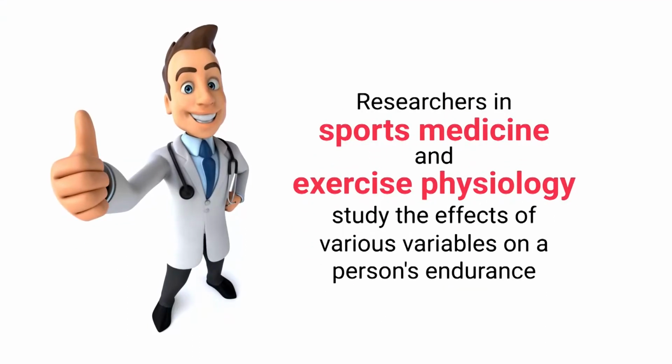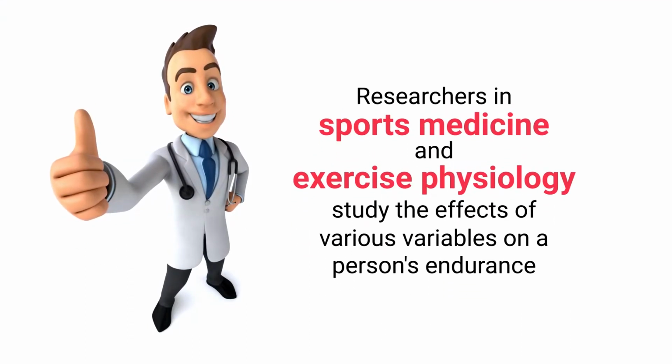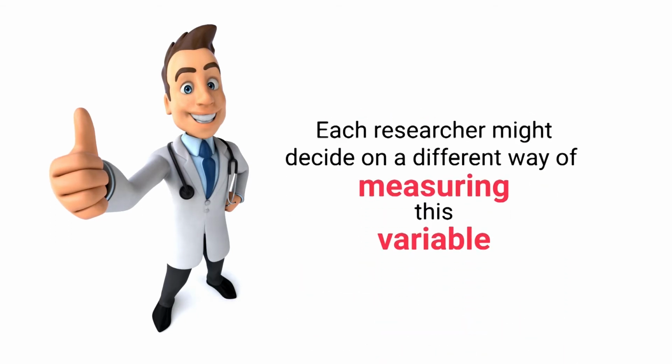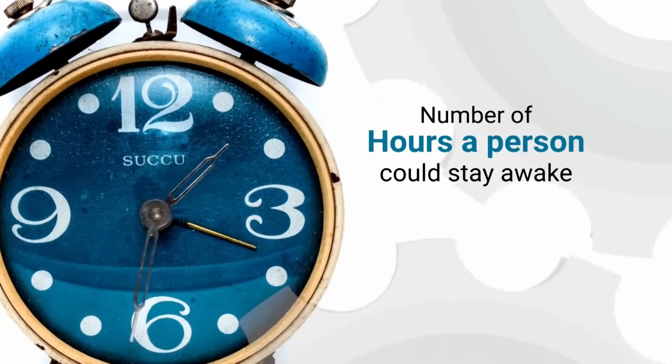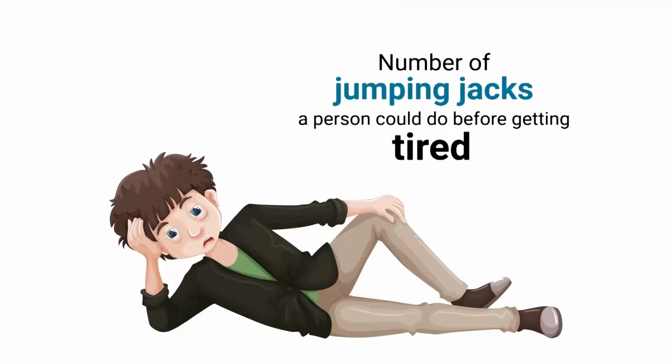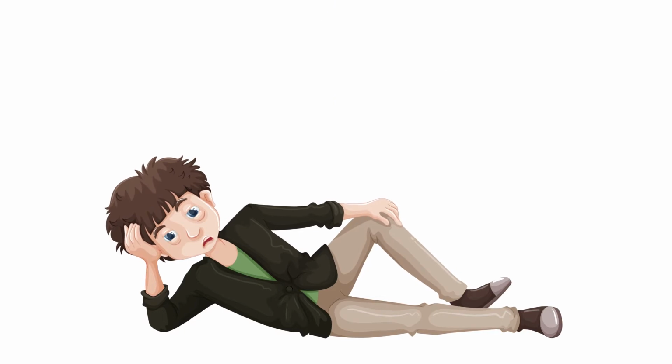To gain a better understanding of what an operational definition is, let us consider the following example. Researchers in sports medicine and exercise physiology study the effects of various variables on a person's endurance. Each researcher might decide on a different way of measuring this variable. For example, if an experiment was conducted to test the effects of vitamin E on endurance, the dependent variable being the person's endurance might be operationally defined in ways such as the distance a person could run without stopping, the number of hours a person could stay awake, the number of jumping jacks a person could do before getting tired.